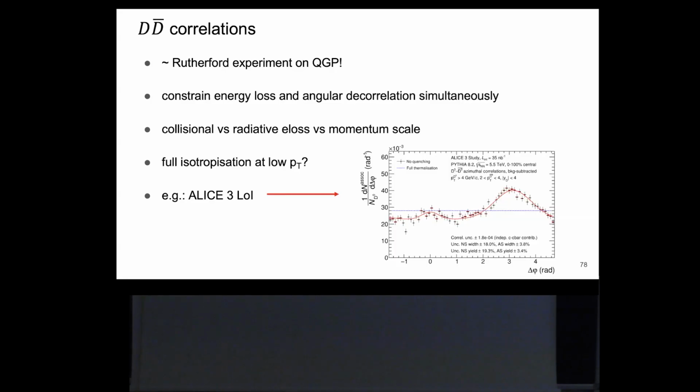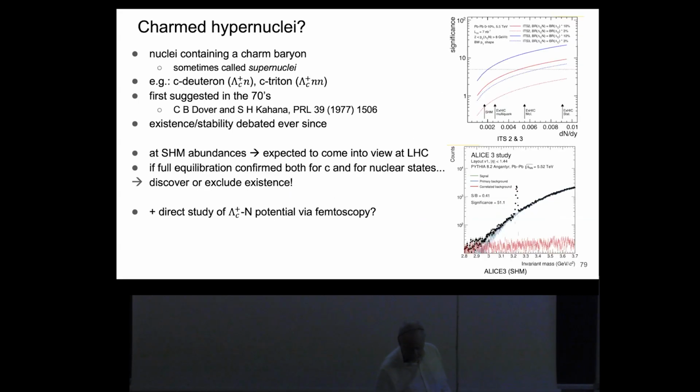This can be done. And then one should be able to correlate the energy loss with the angular decorrelation. So essentially, this is the Rutherford experiment on the quark-gluon plasma. And you can do this as a function of the scale. So for instance, you will be able to see the relative importance of collisional versus radiative energy loss at different momentum scales. So this is bound to be a very precise way of characterizing the system. Charm dibaryon, this is, I think, the only slide I have on hadron. Yes.